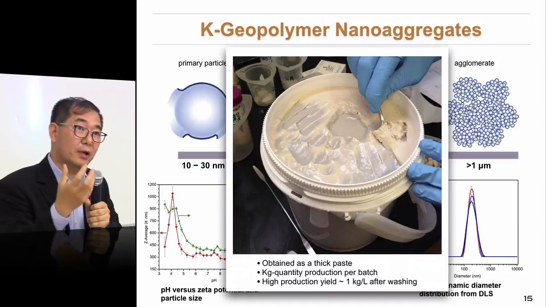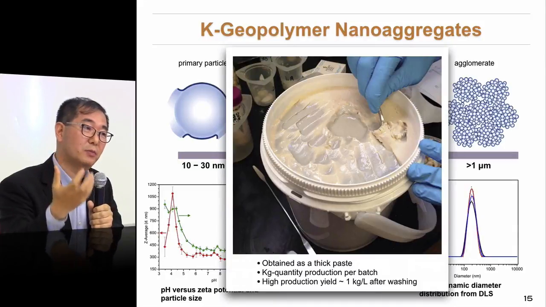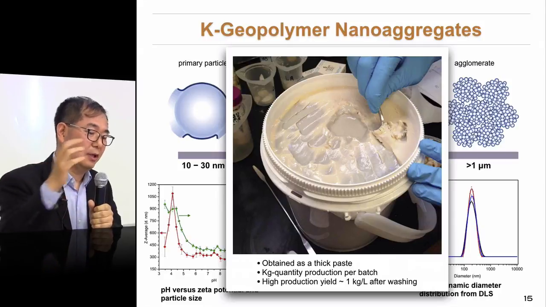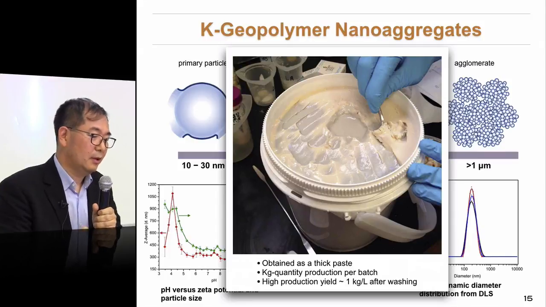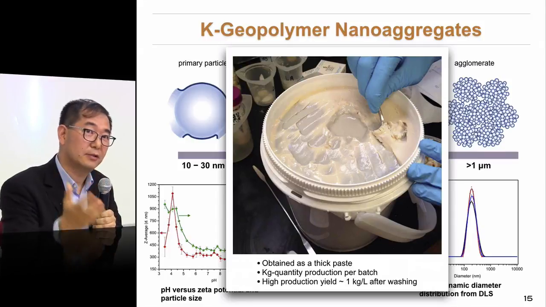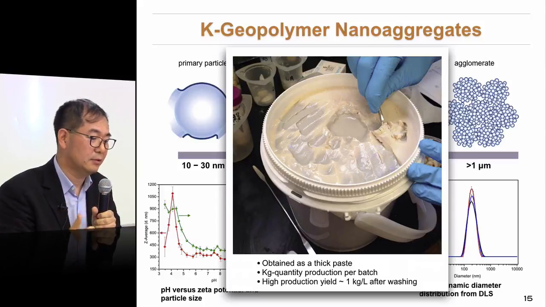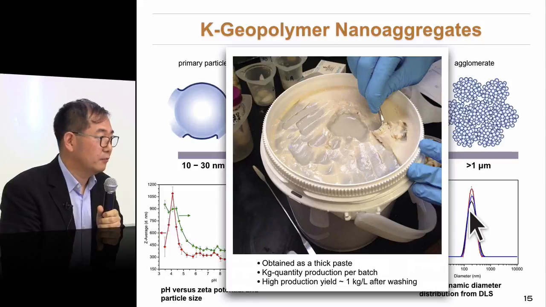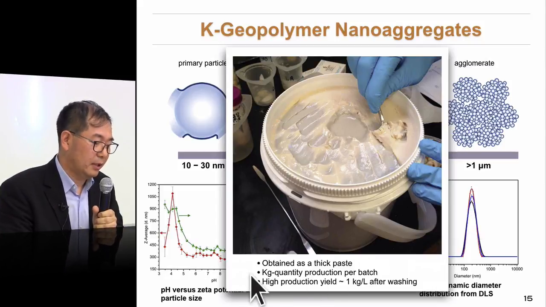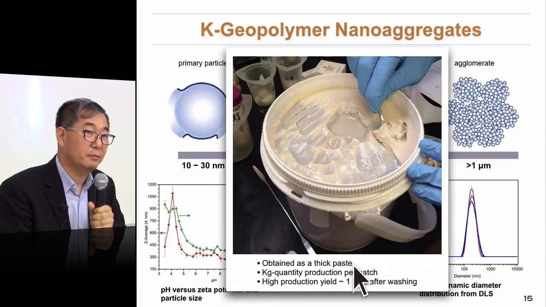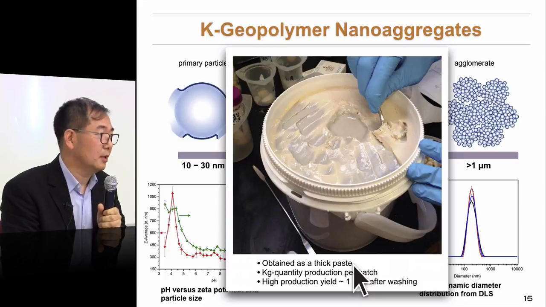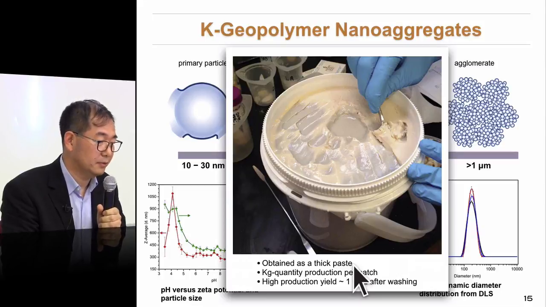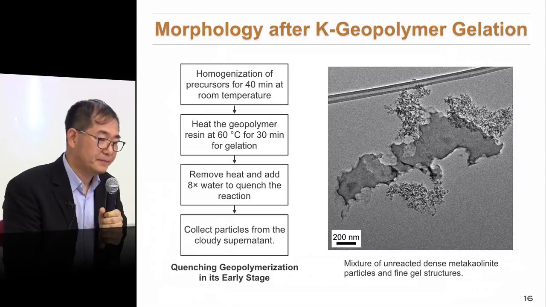So we make a geopolymer resin with the right composition, put it in a bucket, and close it tight so we don't lose water during the synthesis. Then put it in the oven at 60 degrees C or 90 degrees C, take it out, and wash. And we get what we want. The production yield is very high: 1 kilogram of material per liter of the precursor solution. This is just amazing. Nobody can get this kind of high production yield for any kind of nanomaterials. So geopolymer is very unique.